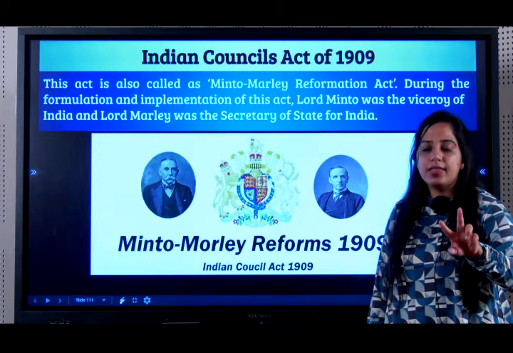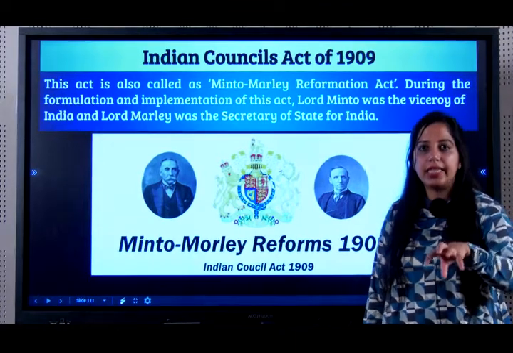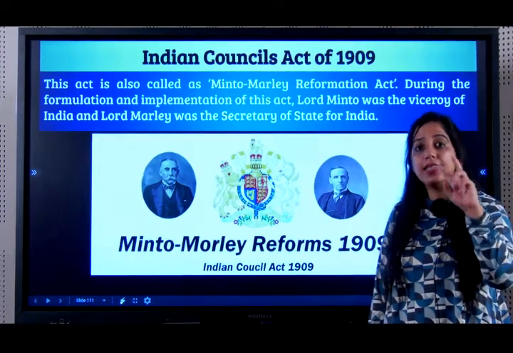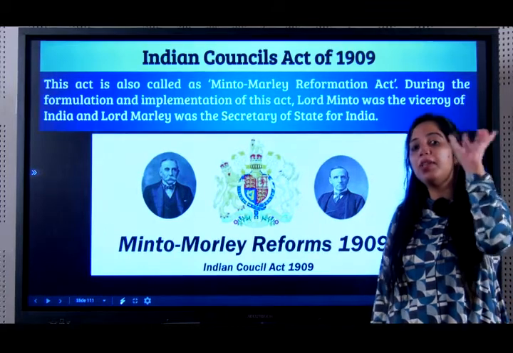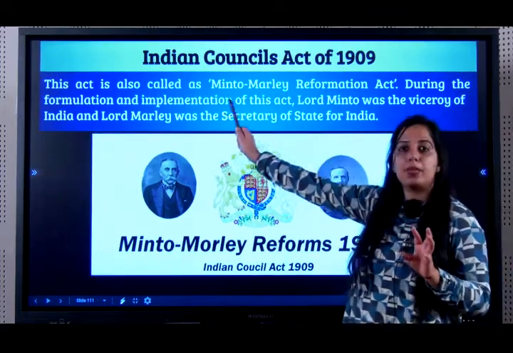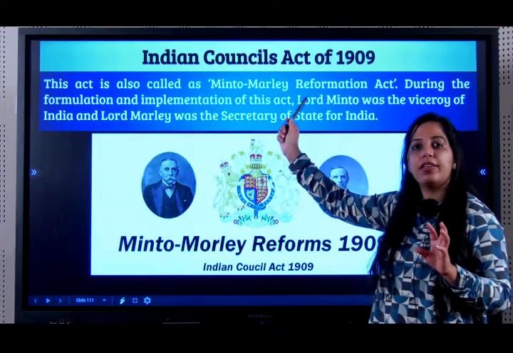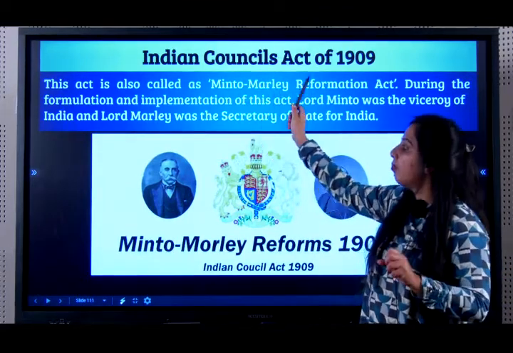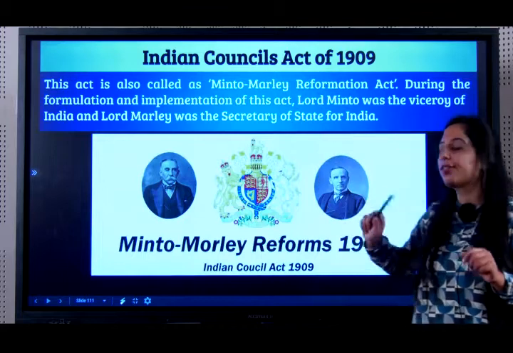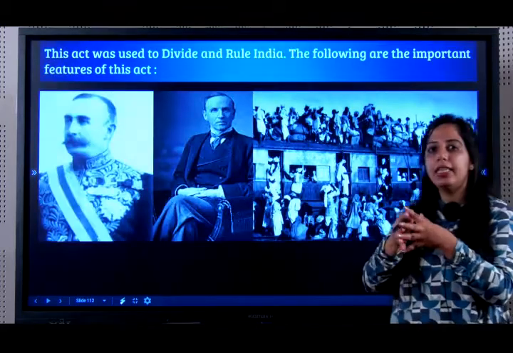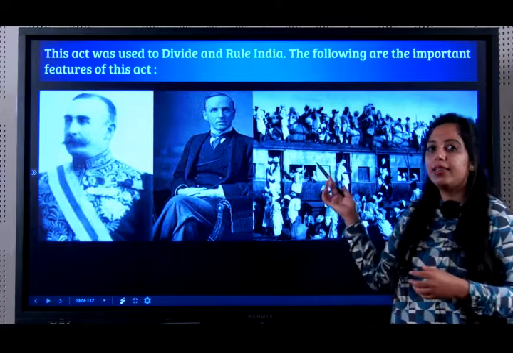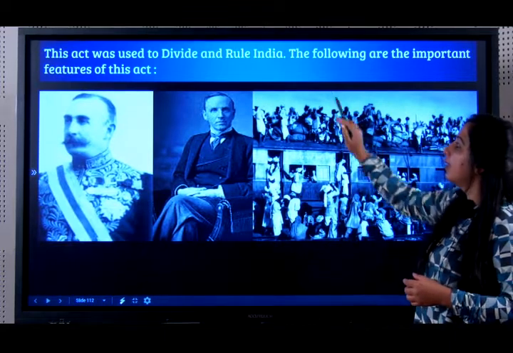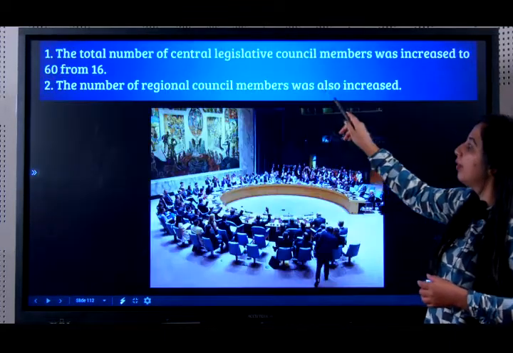There are two leaders. One is the Viceroy, who is in India, and there is the Secretary of State for India in the British government in England. So the first name is Viceroy, the second name is Secretary of State for India. So Minto was the Viceroy, Morley was the Secretary of State for India. So the combined names together, and it's called the Act. This Act was used to divide and rule.